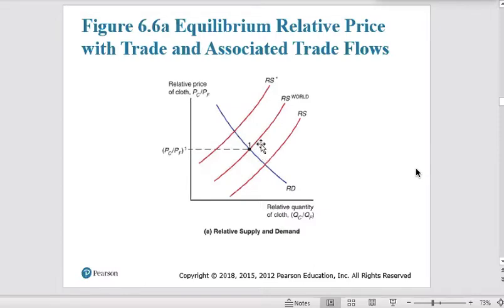And what determines the international price? It will be somewhere in between the domestic relative supply and the international relative supply.